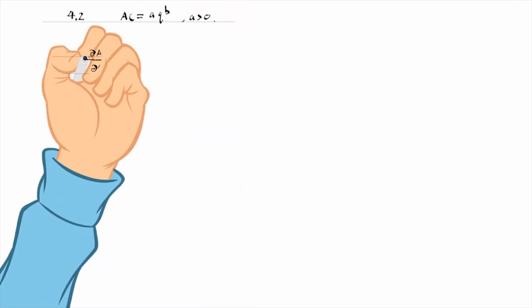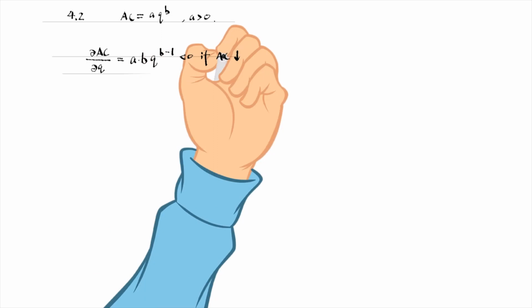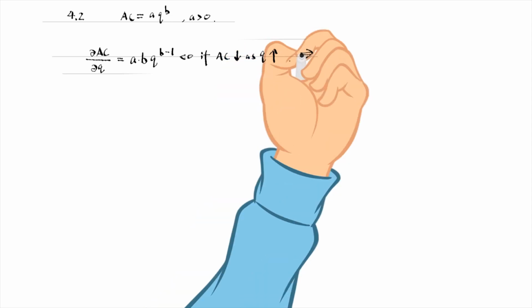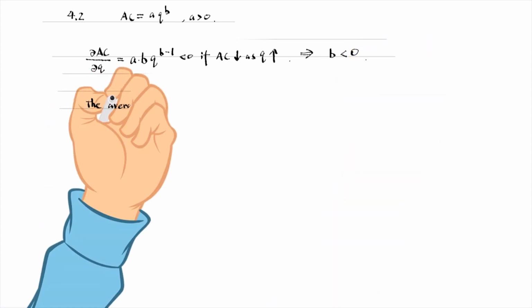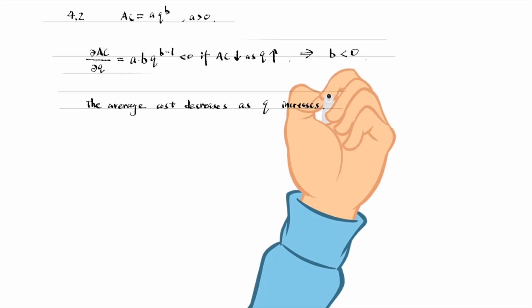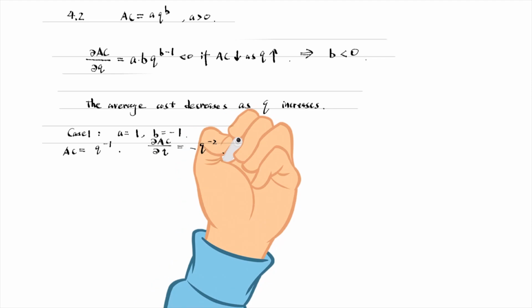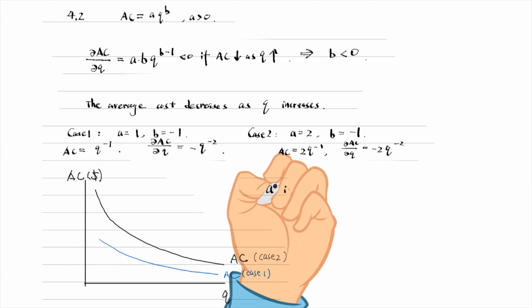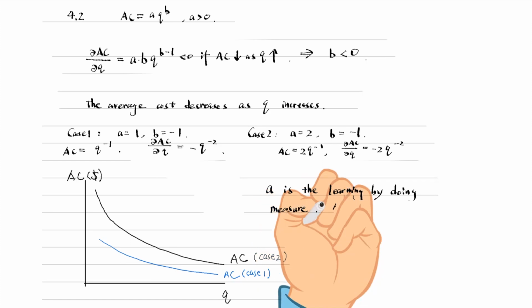We write the derivative of the average cost with respect to output. If the average cost decreases as output increases, then the derivative must be negative, so B must be negative. We set A and B equal to some particular values and draw the average cost curves. We find that the parameter A is the learning by doing measure.